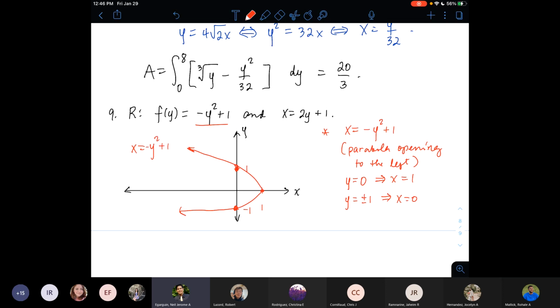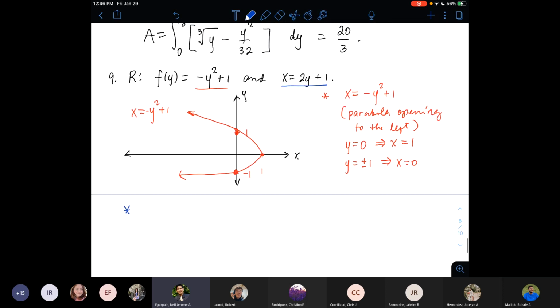Okay. And then let's draw the line. It's a line in y, but that's perfectly fine. Just give arbitrary values that you want for y. x equals 2y plus 1. If I choose y to be equal to 0, then x is equal to 1. And luckily, that's one of the points of intersection, right?